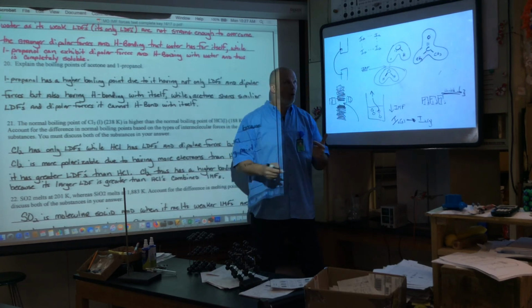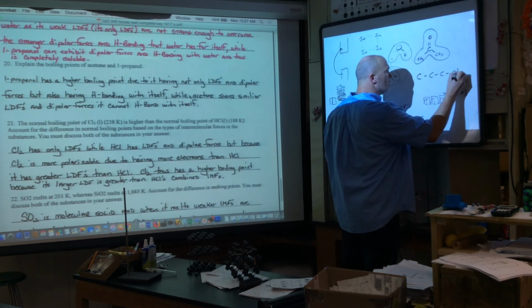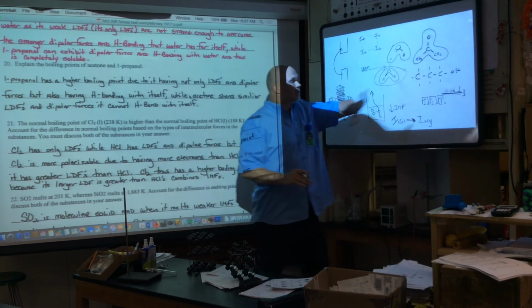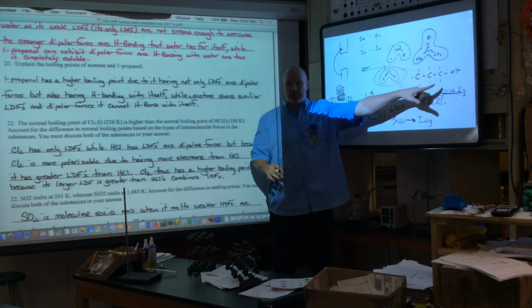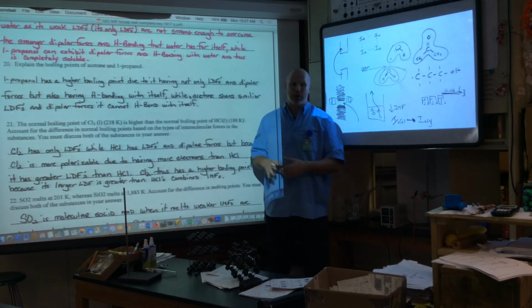Whereas 1-propanol, for 3 carbons, has that OH group. It has an electron cloud, LDFs. It's polar, dipolar, but it can H-bond with itself. So therefore, its boiling point is higher.